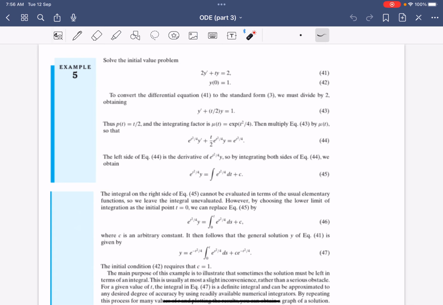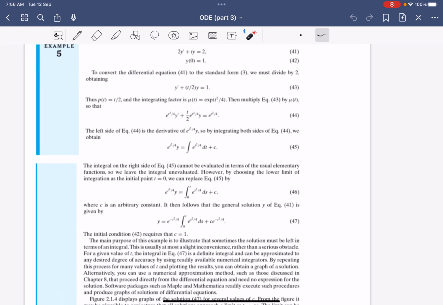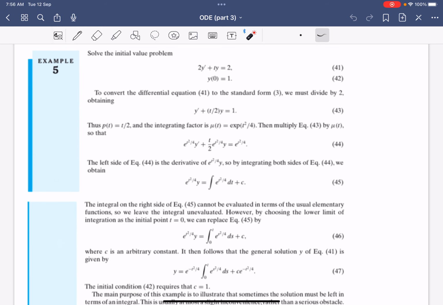In example 5, we'll take a look at how we can apply this integrating factor one more time to better understand what's happening. We are given this general equation with an initial condition. We first have to convert it to standard form, so we divide by the coefficient of the derivative to get the coefficient we want here. Then our integrating factor is e to the power of the integral of t over 2 dt, which gives us exponential of t squared over 4. One thing to note is that when you integrate the power here, you don't need to add a constant, because the constants will cancel out if you carry on. So you only need a single integral.